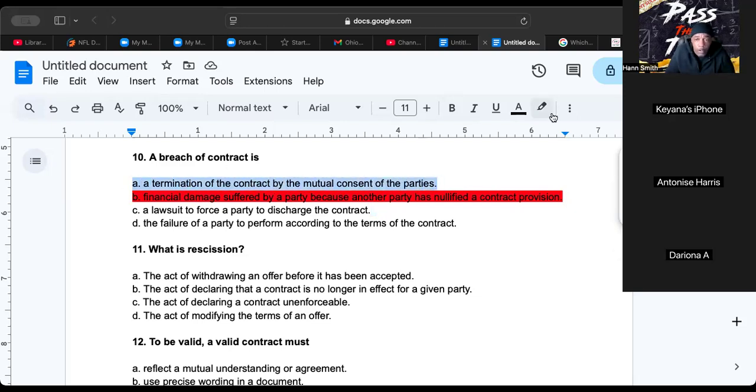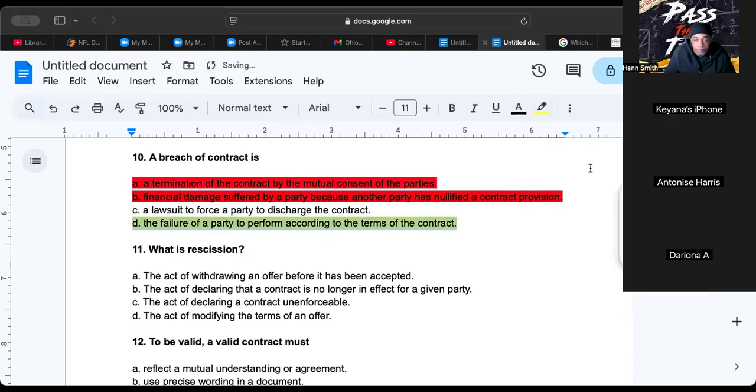Yeah, that's called a mutual agreement, what A is. The termination of a contract by mutual consent of the parties and mutual agreement to release the contract. All right, so a breach of contract is a lawsuit to force a party to discharge the contract, or D, the failure of a party to perform according to the terms of the contract. So it would be D. D. I agree. That's the definition.